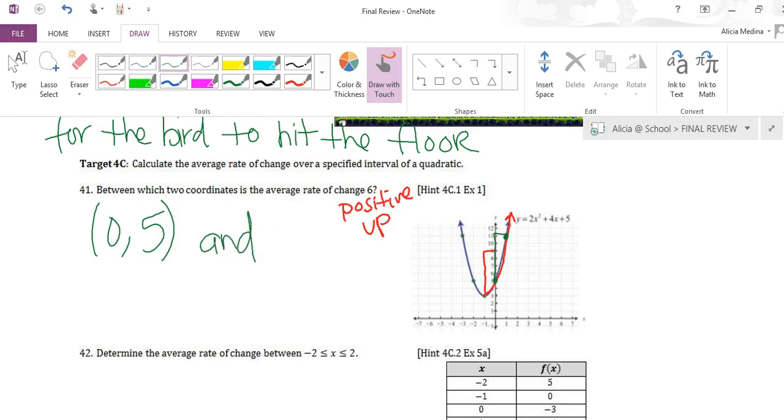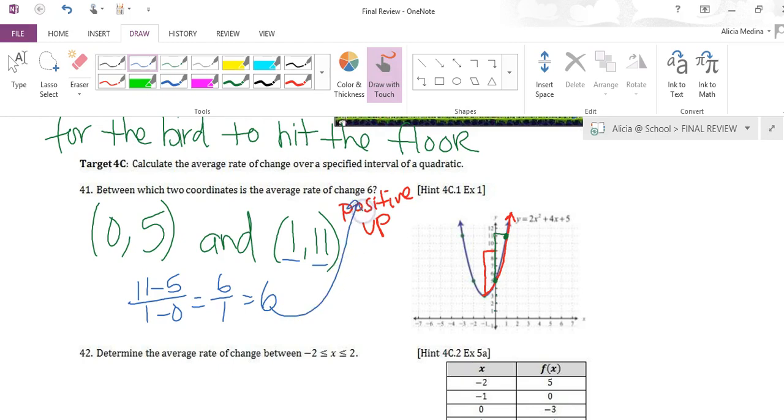Over 1, up 11. And again, the average rate of change came from that slope formula. So remember when you had to subtract the y's, so 11 minus 5 over 1 minus 0. So 11 minus 5 is 6, 1 minus 0 is 1, and that is where we got that answer, like positive 6. Okay, so just to reiterate where that actually came from.